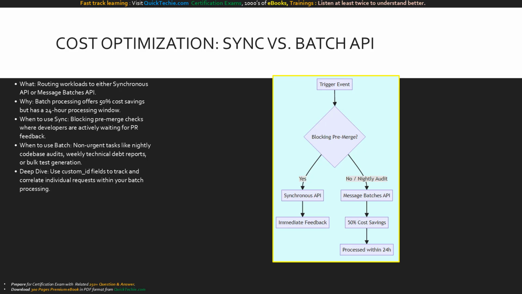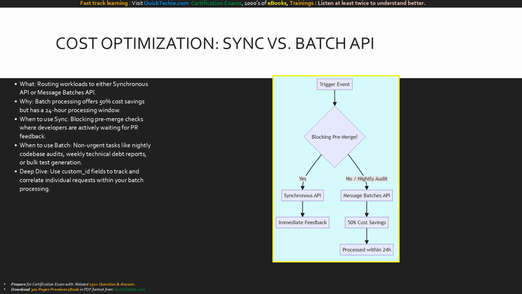As architects, we have to balance speed with budget. Claude gives us two execution paths: synchronous API and message batches API. The batch API is fantastic. It gives you a 50% cost savings. But there is a catch: it can take up to 24 hours to process. Therefore, you must route your workloads intelligently.